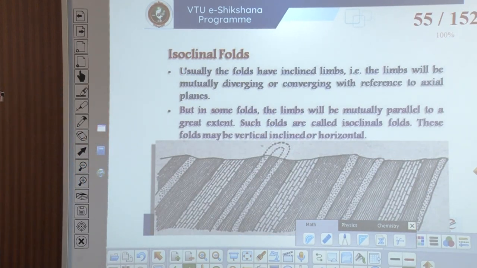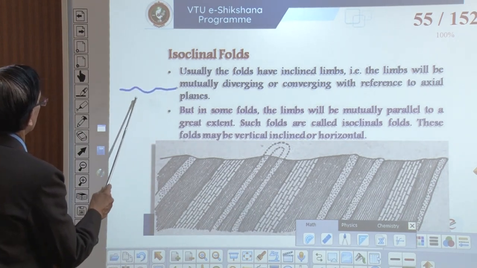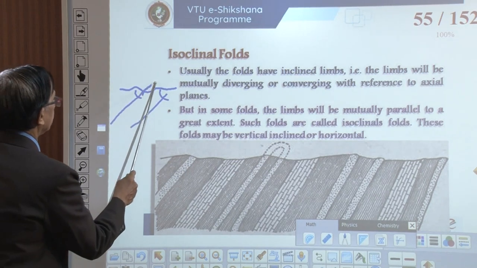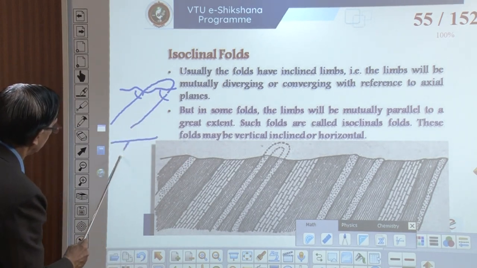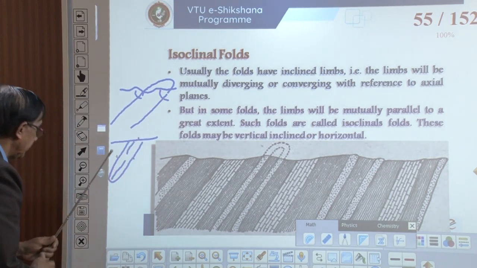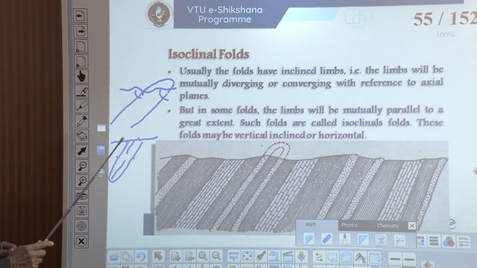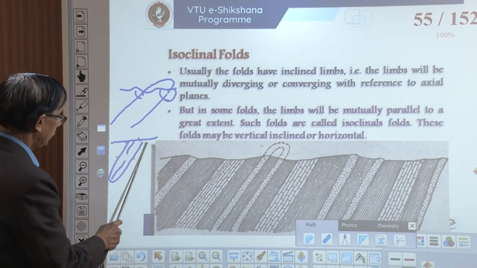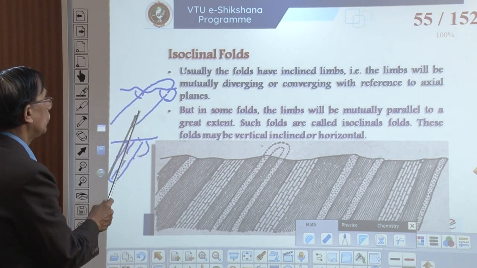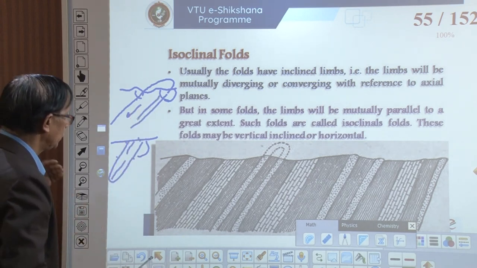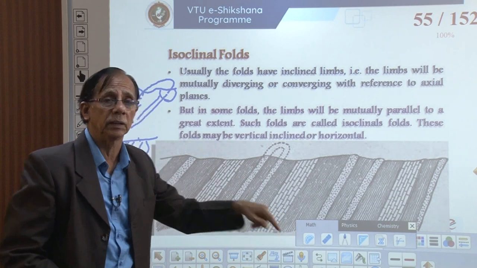Now, this is another one, isoclinal. If this is the ground, the rocks are like this, they have equal inclination. Both limbs are sloping in the same direction with equal angle. Both limbs have equal inclination; this is overturned, this is overturned. Okay. One limb is overturned, another limb is normal, but both limbs are equal in the same direction. Iso means equal in their direction, not angle.